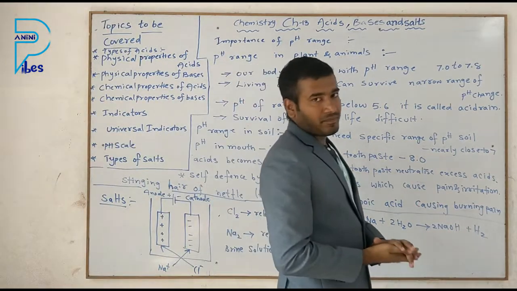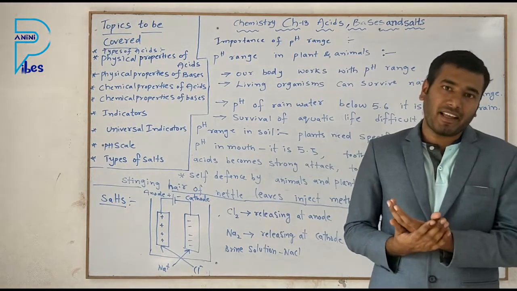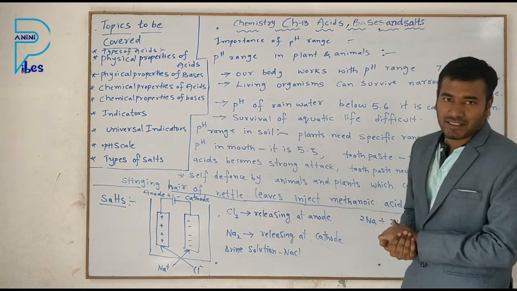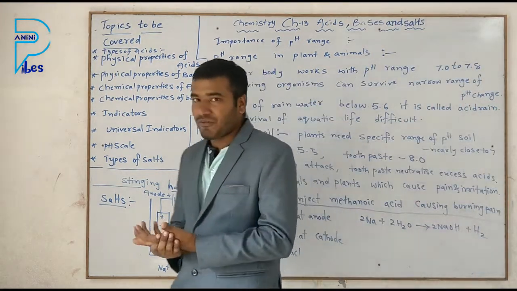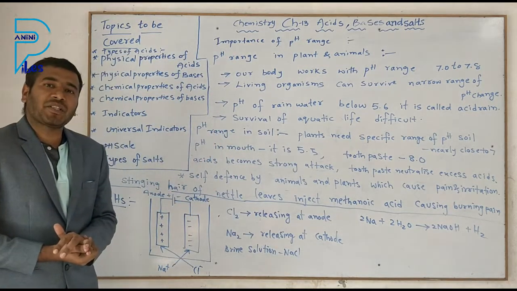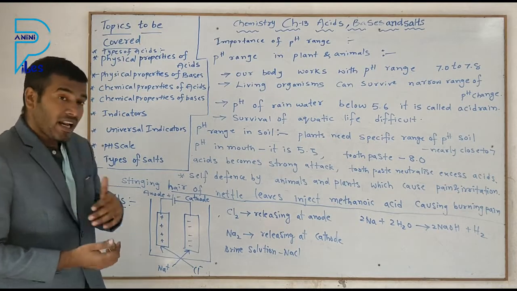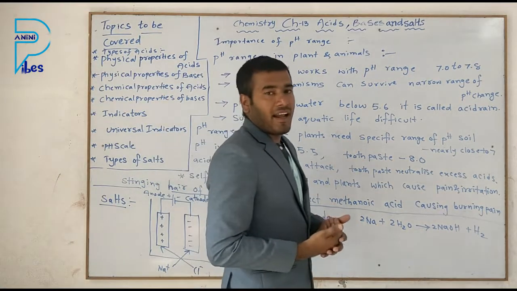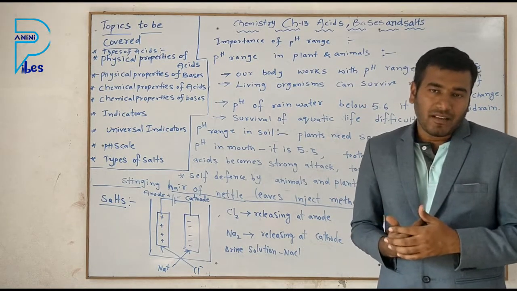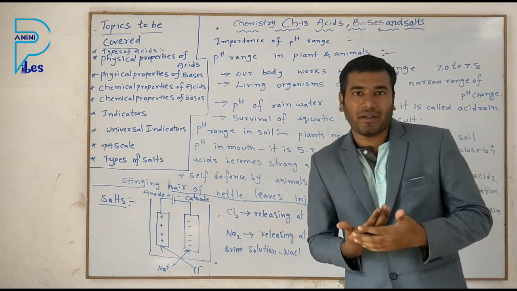Importance of pH paper. What is the importance of pH paper in our daily life? First one is pH range in plants and animals. How are plant and animal life related to the pH range? If the pH range is near 7.0 to 7.8, then our body works properly. A healthy human being's pH range is 7.0 to 7.8. That is nothing but equal to water only.